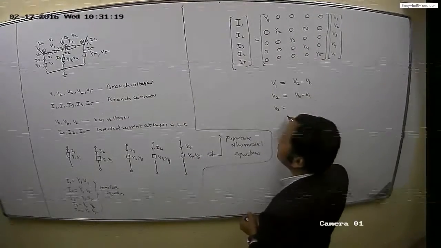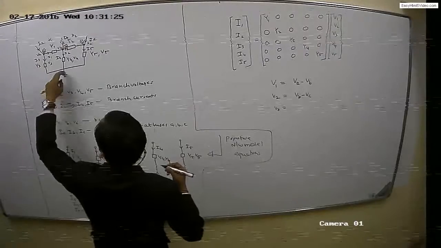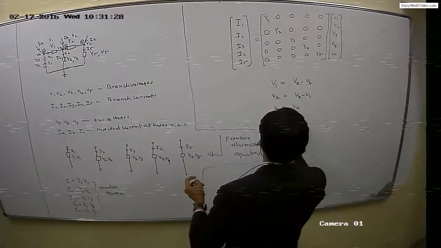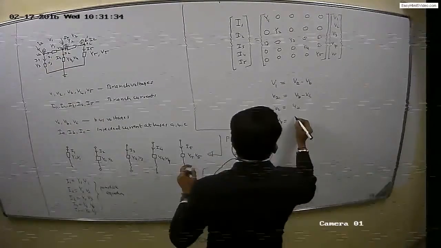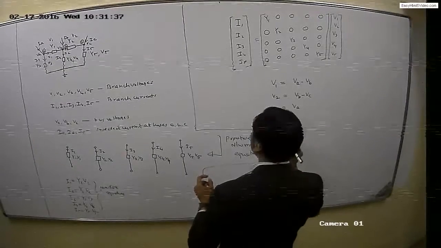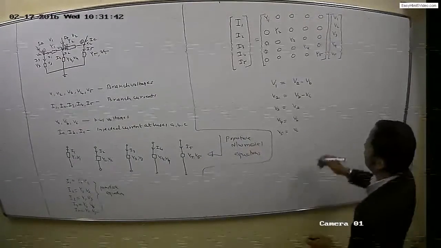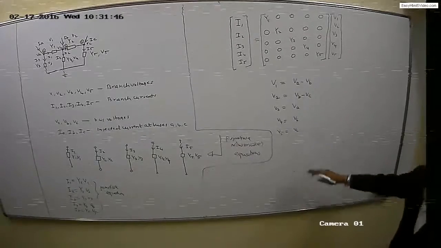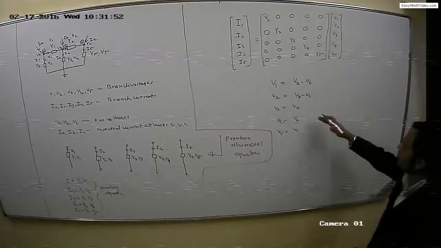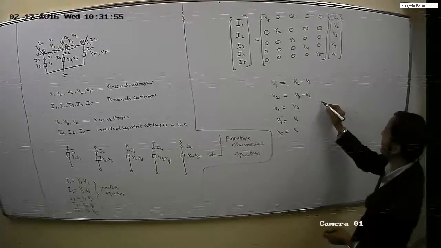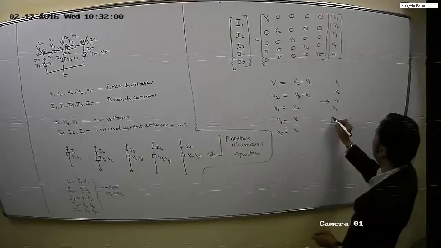V3, if I observe this, is nothing but VA minus 0, that is VA. V4 is equal to VB minus 0, that is VB. And V5 is equal to VC minus 0, that is VC. So these are the equations. So can I represent these equations again in the matrix form? So the answer is yes, I can write down these equations in the matrix form. If you write down these equations in the matrix form, then the answer will be branch voltages V1, V2, V3, V4 and V5.